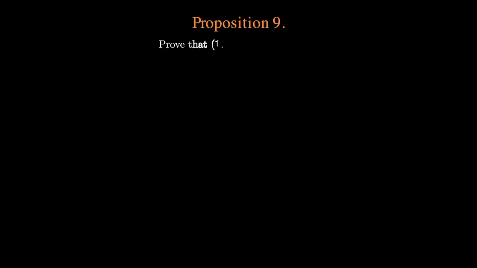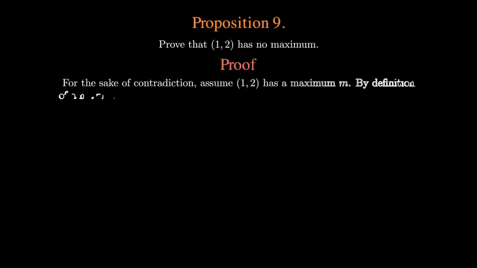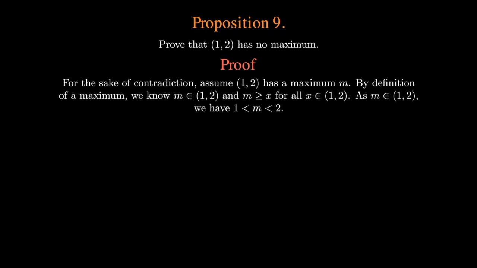For our last proposition, we'll prove that the open interval from 1 to 2 has no maximum. Since we're showing something is not something, we use contradiction. We start by assuming that the open interval from 1 to 2 has a max, call it M.